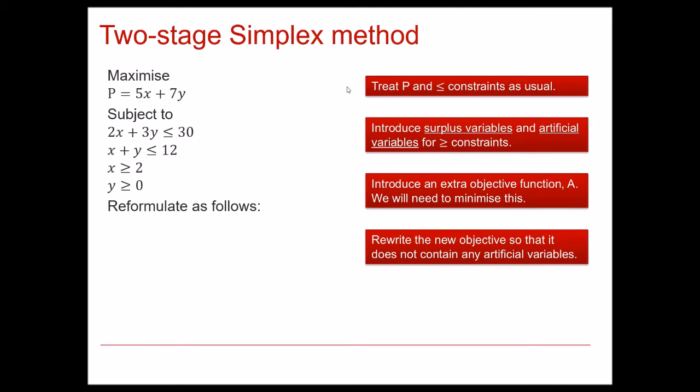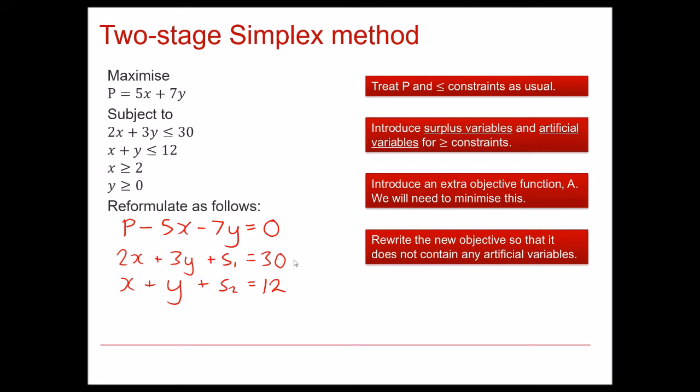So in terms of the objective function itself, we're going to treat that in exactly the same way. So if you remember what we do, we take everything over to the left. So we've got p minus 5x minus 7y equals 0. And then, as well as the usual slack variables for these constraints, which we can do in the usual way, like that, and then we need to do something a bit different.